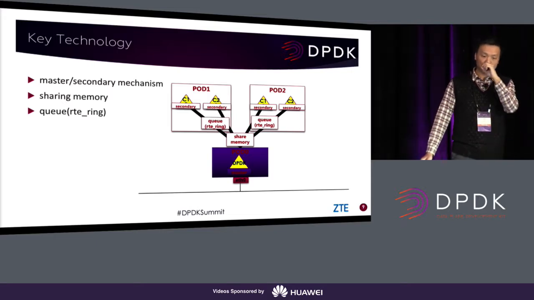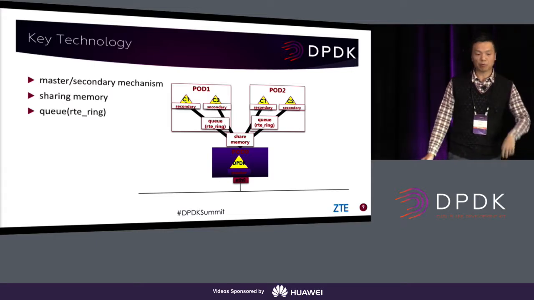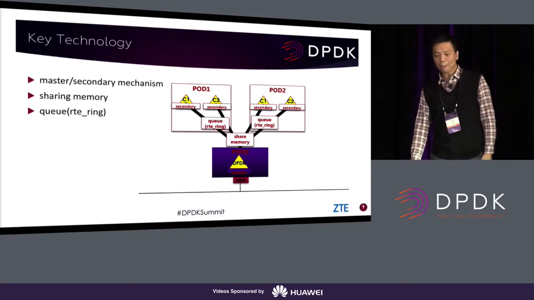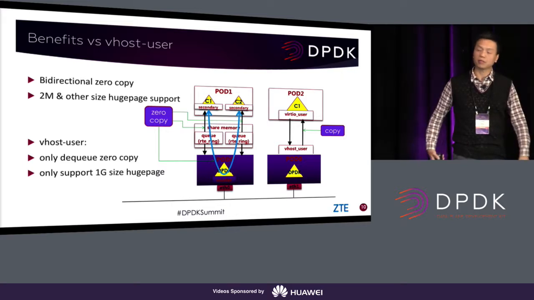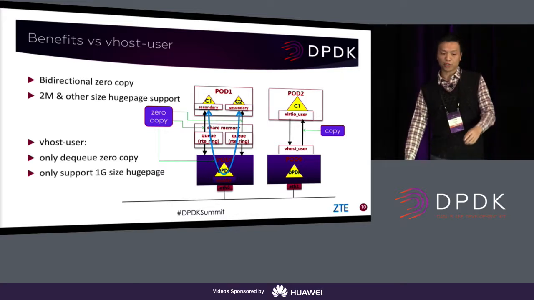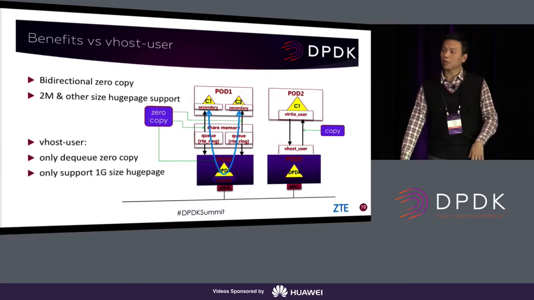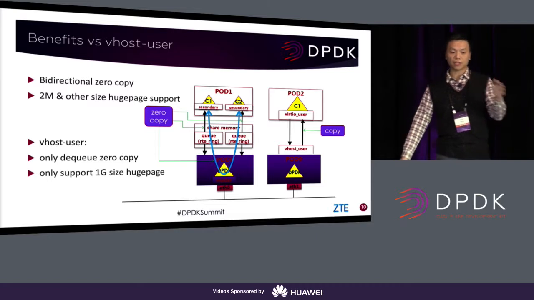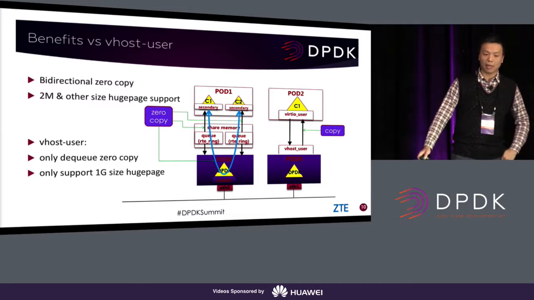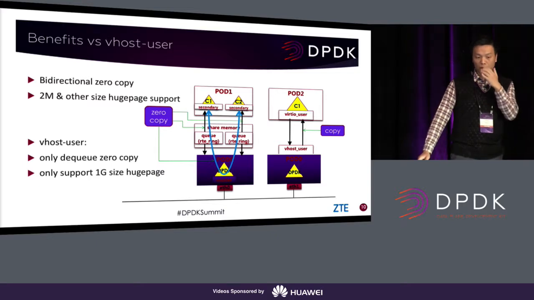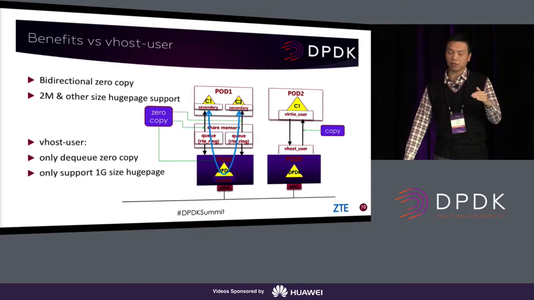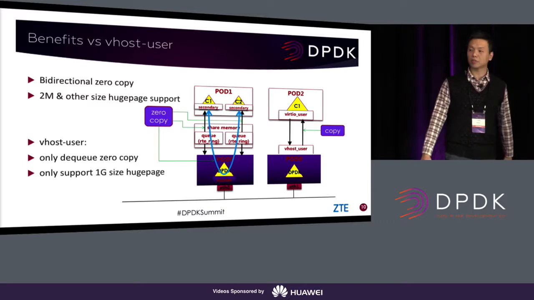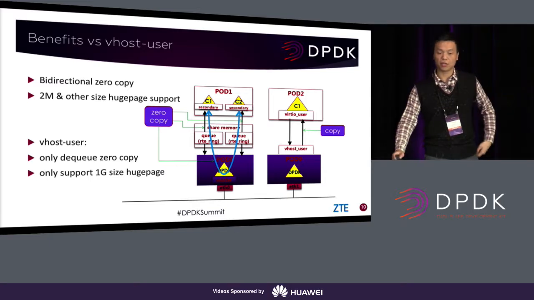And the other two key technologies are sharing memory and the artillery. The benefit compared with vhost-user is that we achieve bidirectional zero copy, and we support 2 megabyte and other size huge pages. On the other hand, vhost-user can only support dequeue zero copy, and it can only support 1 gigabyte size huge pages.